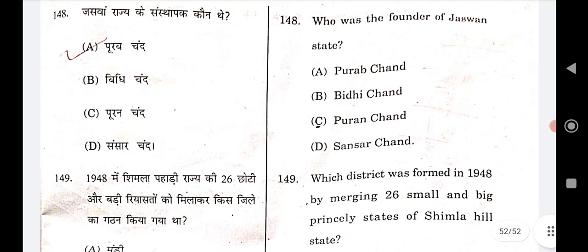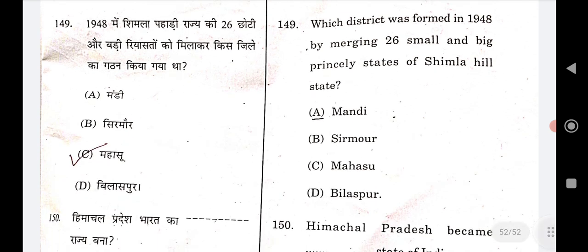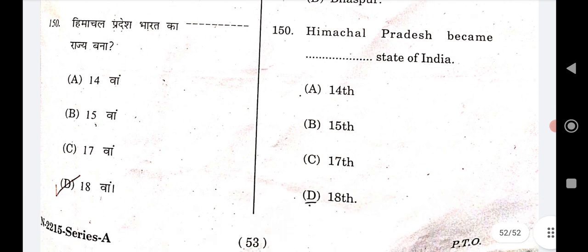Who was the founder of Jaswan state? So the correct option is Purab Chand. A is the correct one. Which district was formed in 1948 by merging 26 small and big princely states of Shimla Hill States? Mahasu. C is the correct option. Himachal Pradesh became the dash state of India, that is the 18th state of India. So with this, our paper is discussed with you.